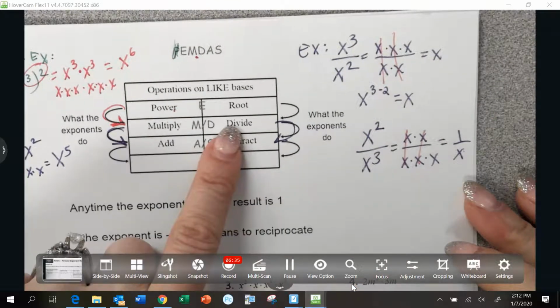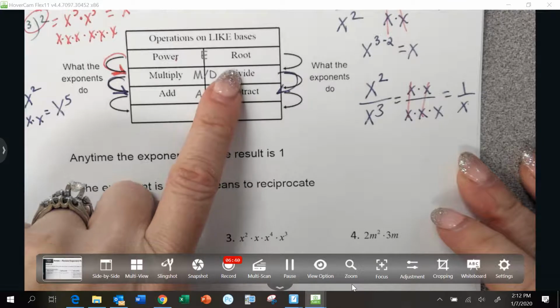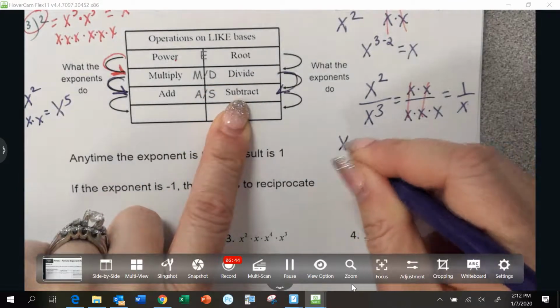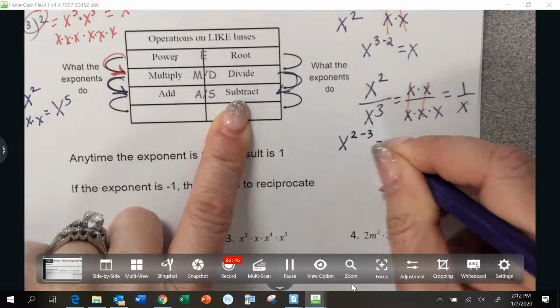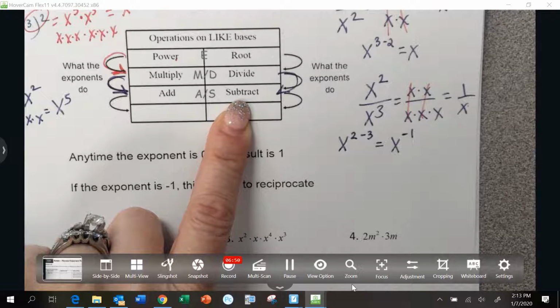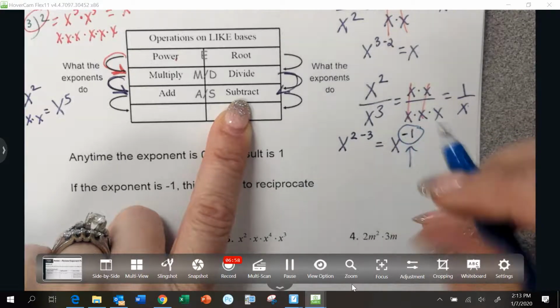But if we use the shortcut rule, if I divide, what am I actually doing to the exponents? So I would have to do x to the 2 take away 3, and that would be x to the negative 1. So that's something that we have to review from before. Anytime that you have a negative 1 exponent, this means reciprocate.